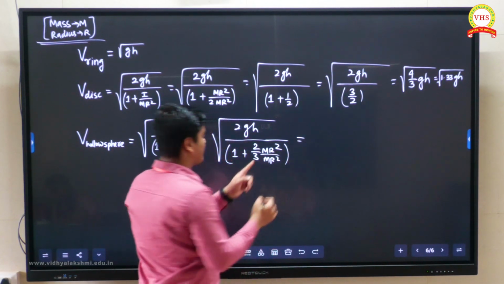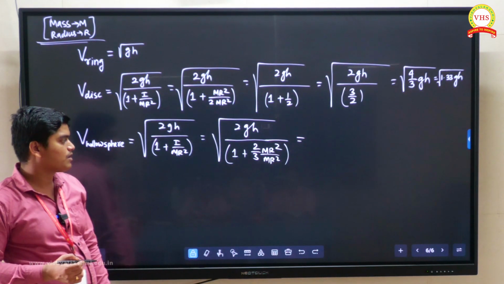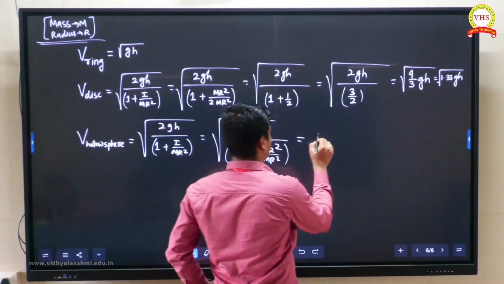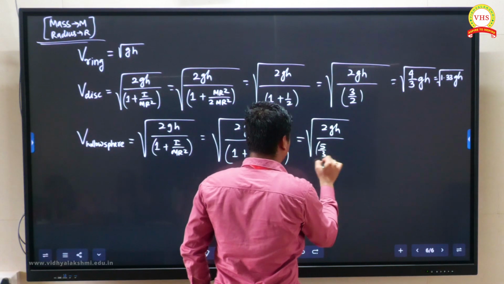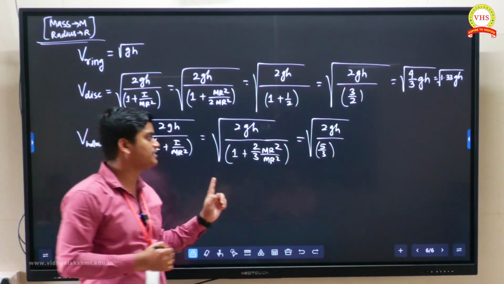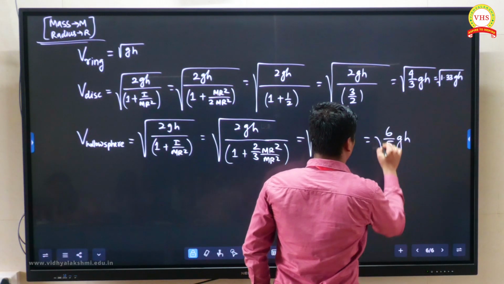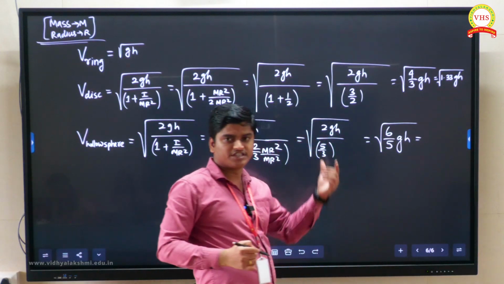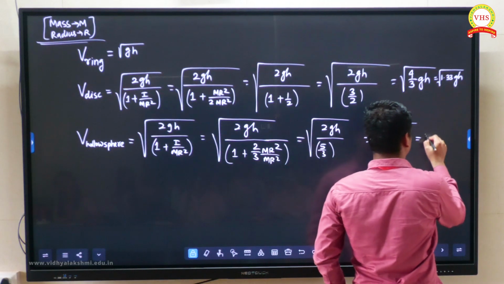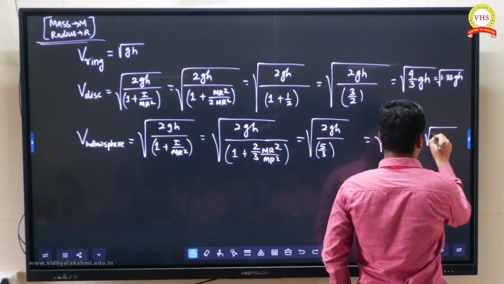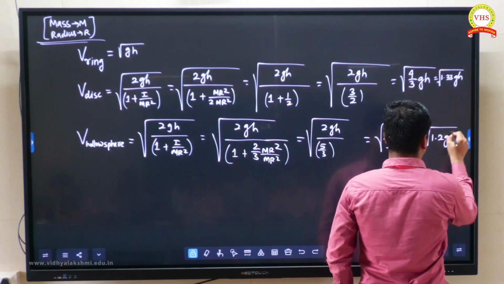Now what will happen? mr square will get cancelled. Then 2 by 3, 1 plus 2 by 3 is how much? 5 by 3. So now I can write root under 2gh divided by 5 by 3. Now 3 will go up. So how much is coming? Root under 6 by 5 gh. 6 by 5 is how much? 1.2. So 1.2 gh. Yes or no?